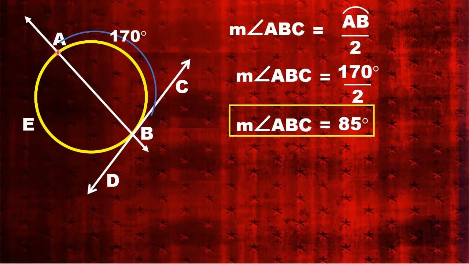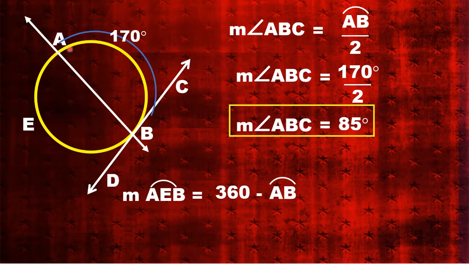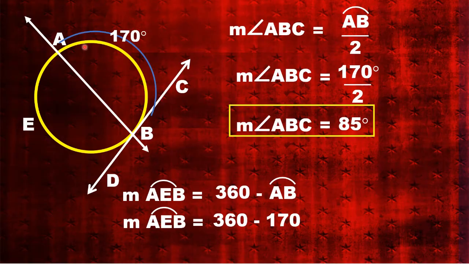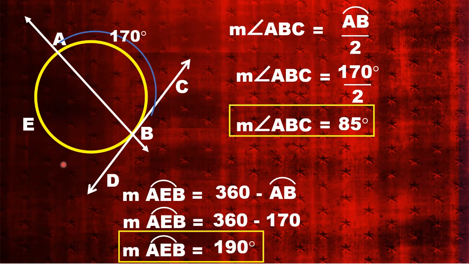Now, kung mula sa point A hanggang sa point B ay 170 degrees, ano naman ang sukat ng kabilang part ng ating circle? Okay, so to get arc AEB, syempre, di ba, ang kabuuan ng circle is 360 degrees. Isusubtract lang natin dun sa kabilang part, which is 360 minus this arc, which is arc AB. At yung arc AB natin is 170. Therefore, itong kabilang parte, it's 360 minus 170 is simply 190 degrees. Ayan. So, 190 na pala itong kabilang arc.